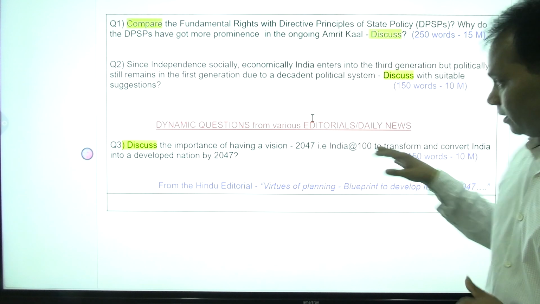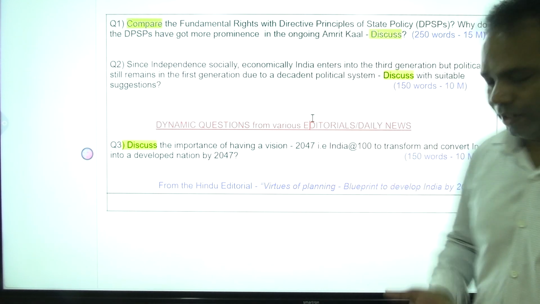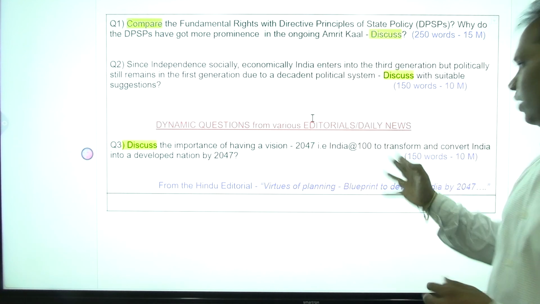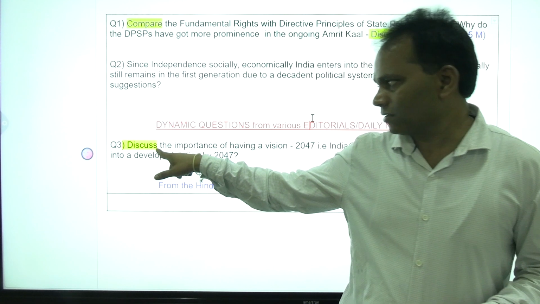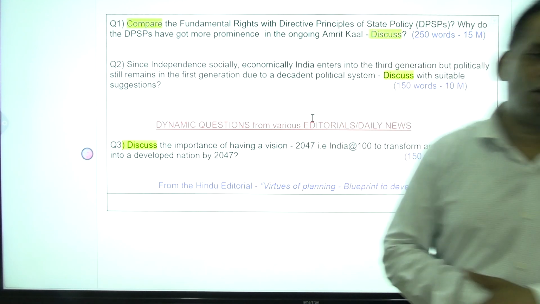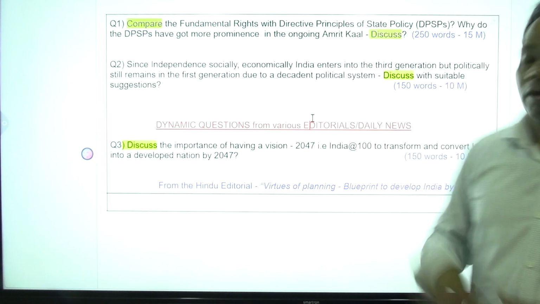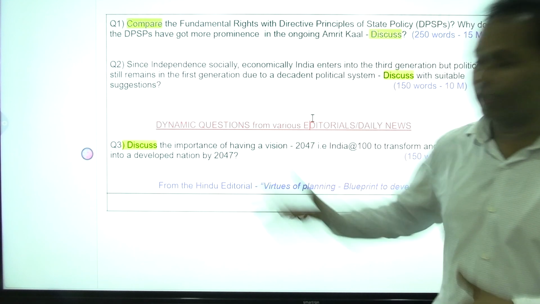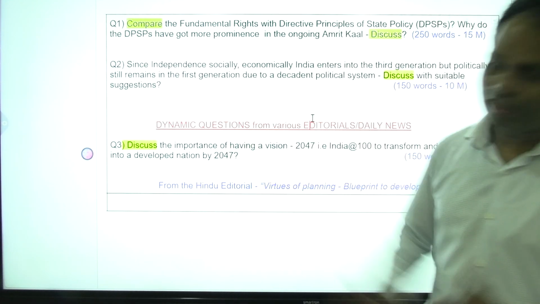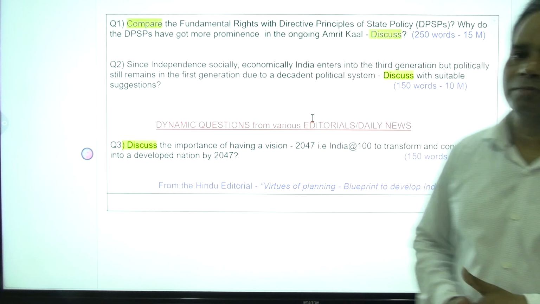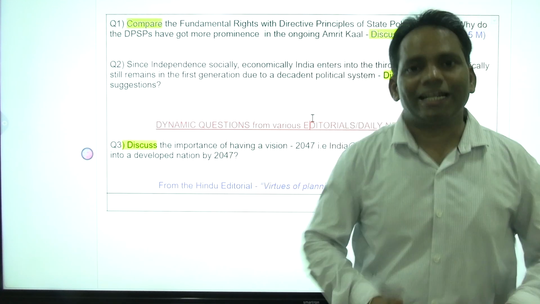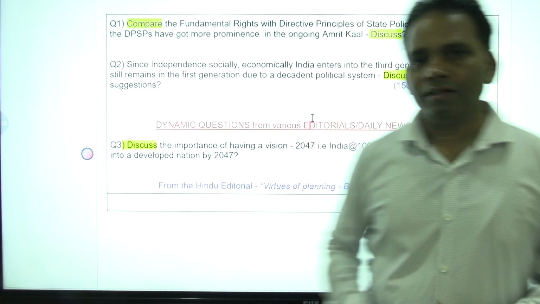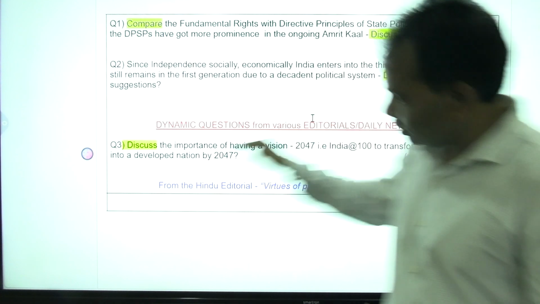Okay, so NITI Aayog is contemplating and preparing a blueprint, a road map or a vision document to convert India into a developed nation. Now, what I asked is to discuss the importance of having such a vision document. What is important? After NITI Aayog, for example, the earlier Planning Commission was scrapped in 2014. Since then, we don't have any 5-year plans, short-term or medium-term plans. So now it is time to have a long-term plan, a long-term vision. For the next 25 years, we should have a vision.